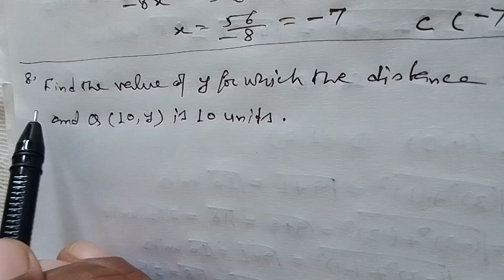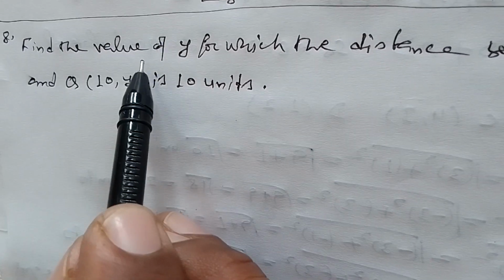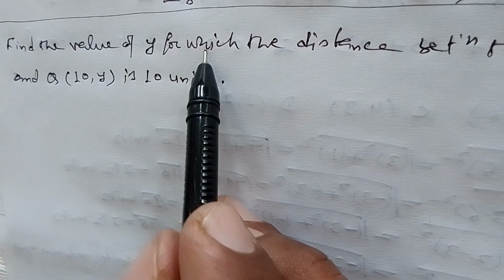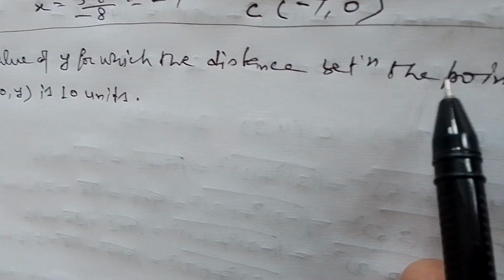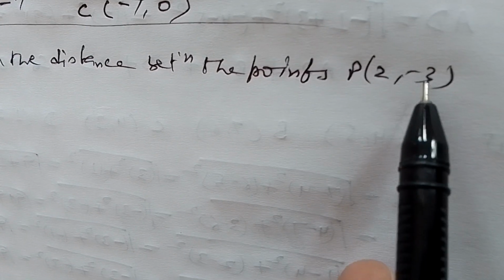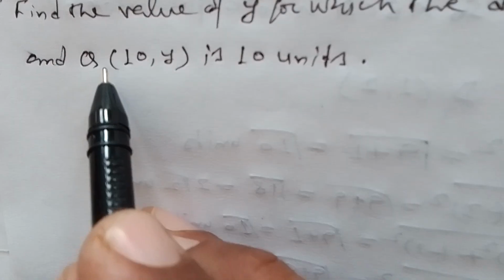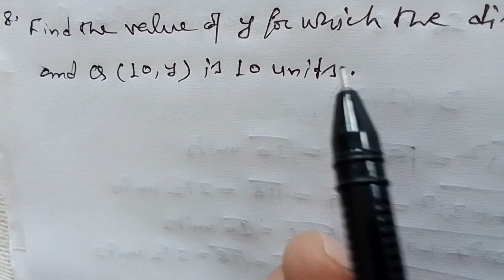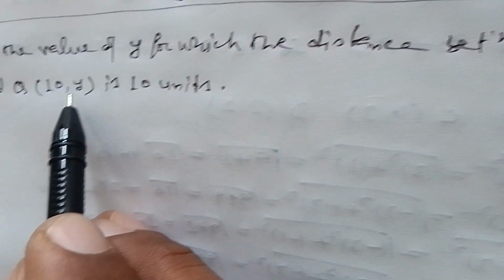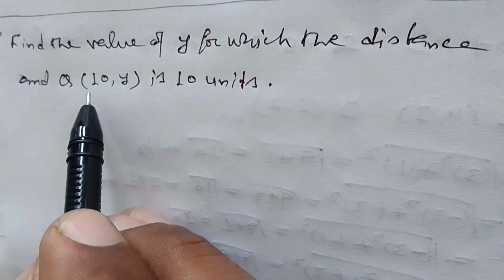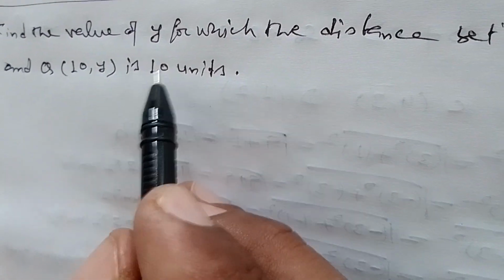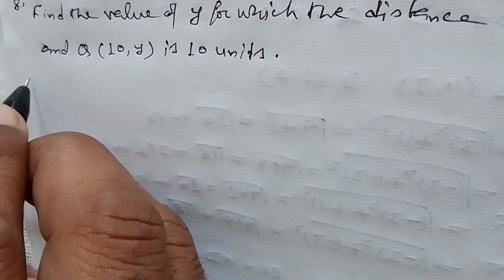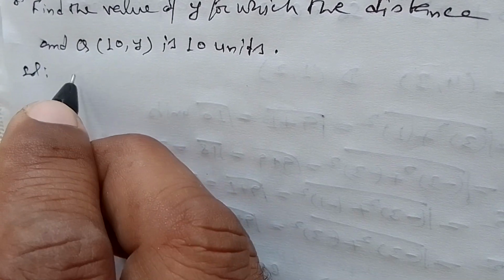The 8th question is: find the value of y for which the distance between the points P (2, −3) and Q (10, y) is 10 units. We have to find the y coordinate of point Q when the distance between points P and Q is equal to 10 units. So here we use the distance formula as the solution.